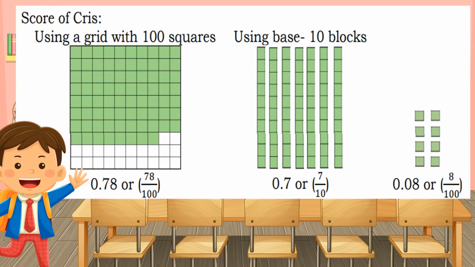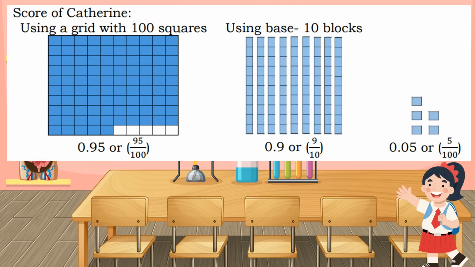Here is the score of Chris using a grid with 100 squares, that is 0.78 or 78 hundredths. Using base 10 blocks, that is 0.7 or 7 tenths and 0.08 or 8 hundredths. Score of Catherine using a grid with 100 squares, that is 0.95 or 95 hundredths, and using base 10 blocks, that is 0.9 or 9 tenths and 0.05 or 5 hundredths.